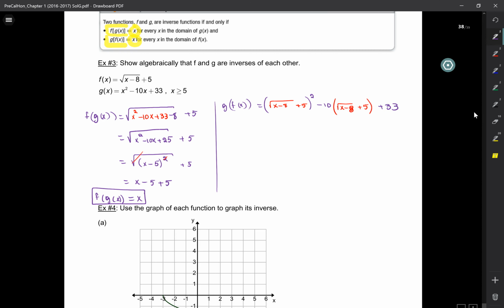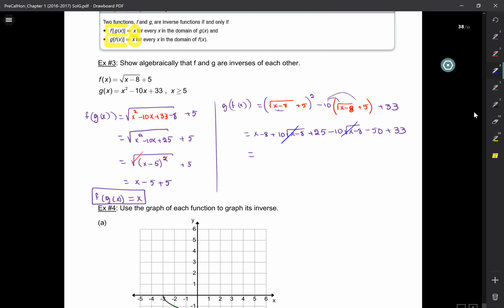Okay, now let's square the first parenthesis. You square this one, you get x minus 8. The middle term is plus 2 times 5 times the root, so it's 10 root x minus 8 plus 25. So your knowledge of chapter 2 is coming in handy again. We distribute this, so we get negative 10 root x minus 8 minus 50 plus 33. What a mess. But the 10 and the negative 10 will cancel each other out.